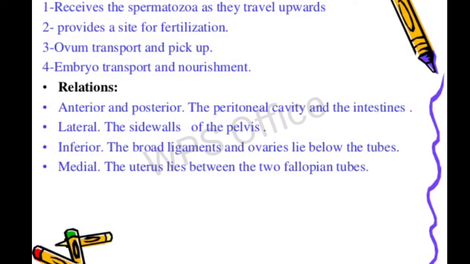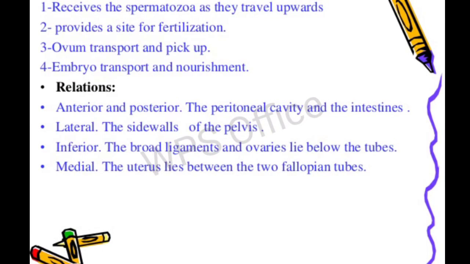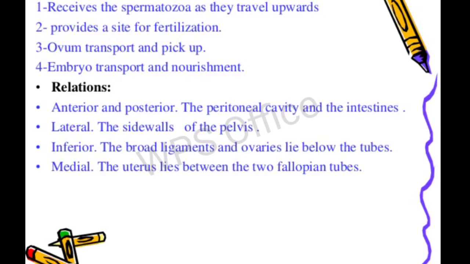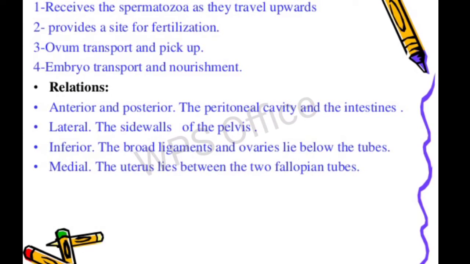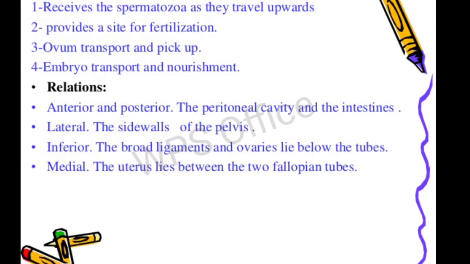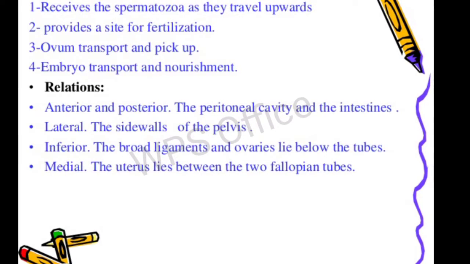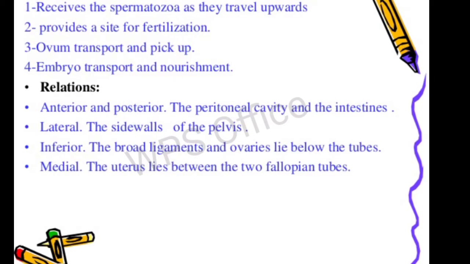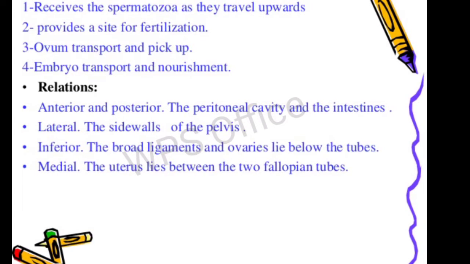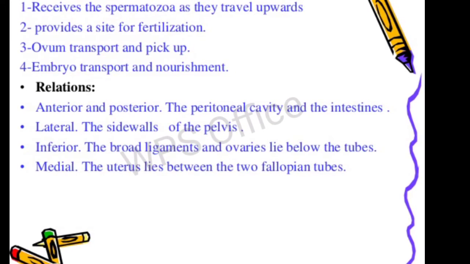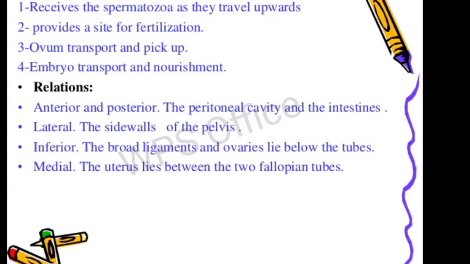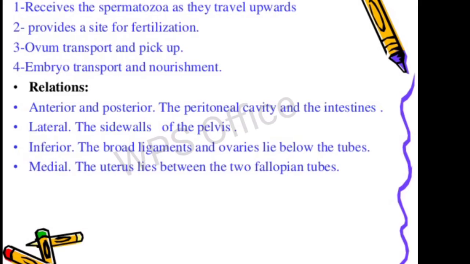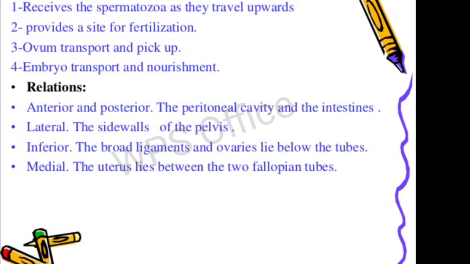So in the anterior and posterior will lie the peritoneal cavity, and in the posterior will lie the intestines. Then at the side lie the side walls of the pelvis. Then inferior to it lie the broad ligaments and ovaries, which lie below the tubes. Inferior means below. Then medial, meaning on the inner side, will lie the uterus between the two fallopian tubes.